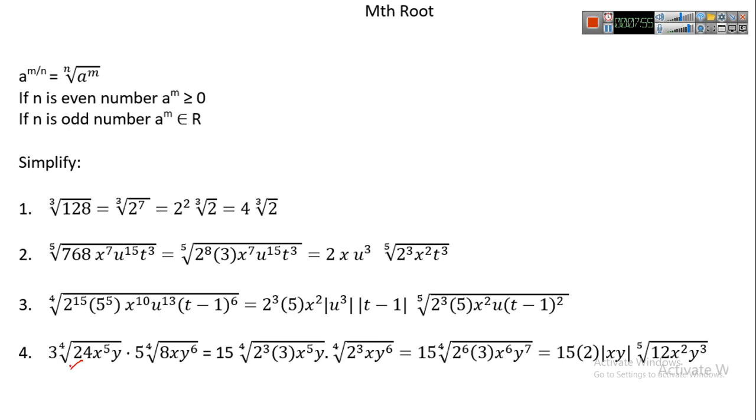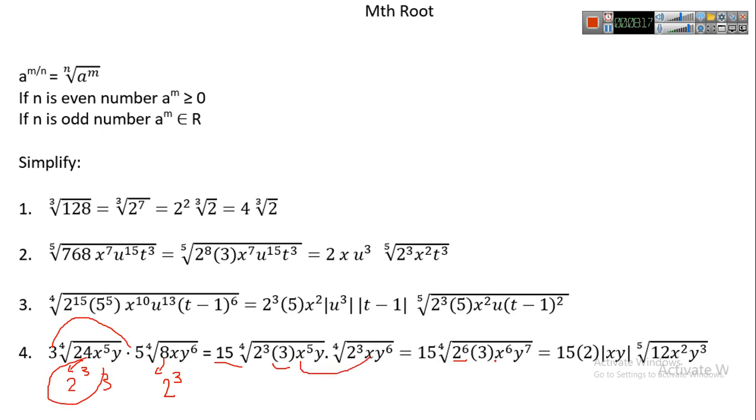24, you all know, is 8 times 3. So 2 cubed times 3. 8 is 2 cubed. So I write it in the fourth root. First of all, outside with outside, so 15. How many 2s do you have? 2 power 6, you can see it here. How many 3s do you have? You have one 3 only.